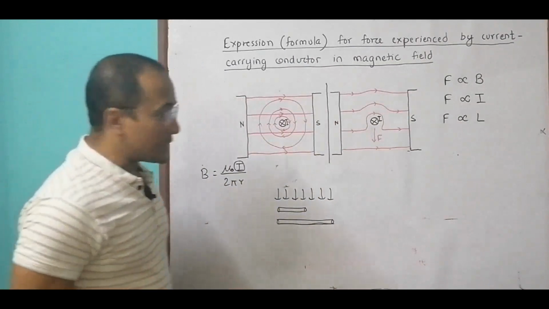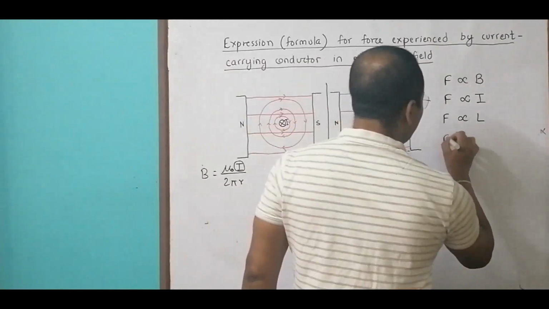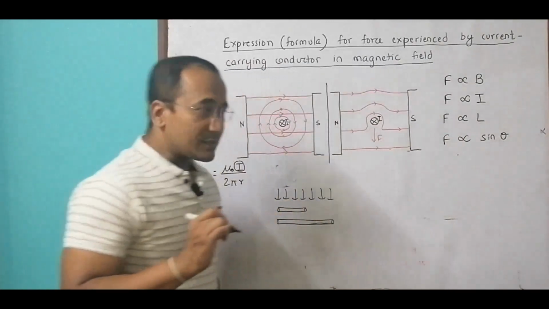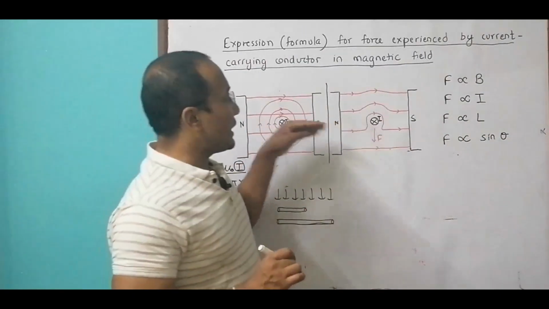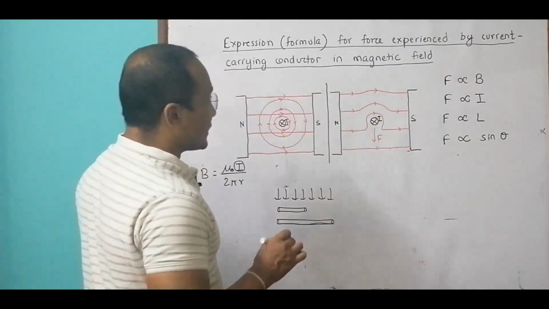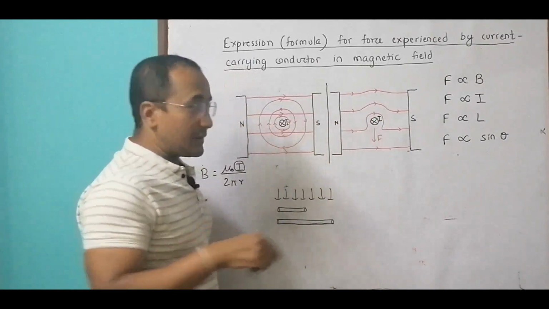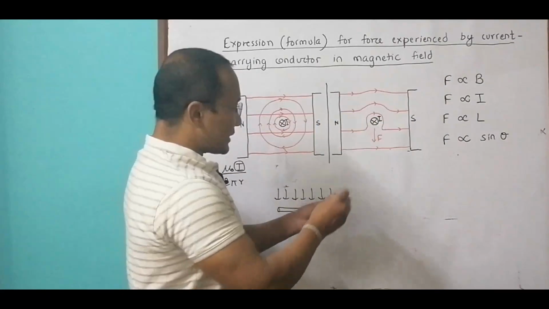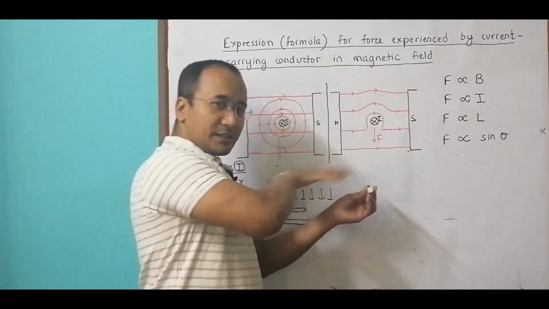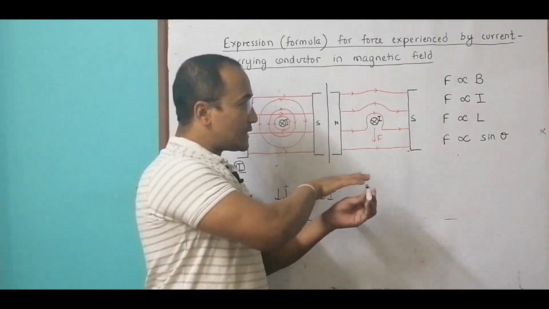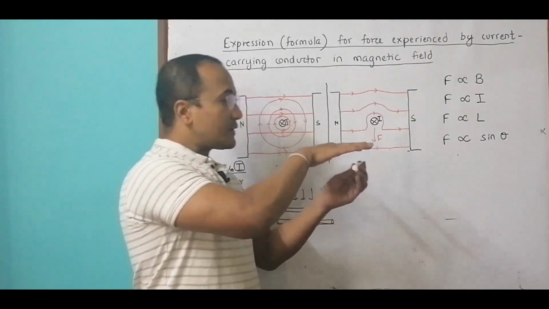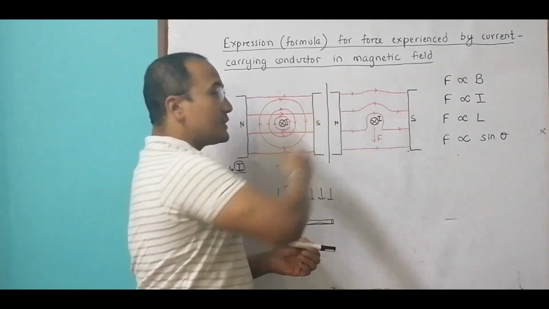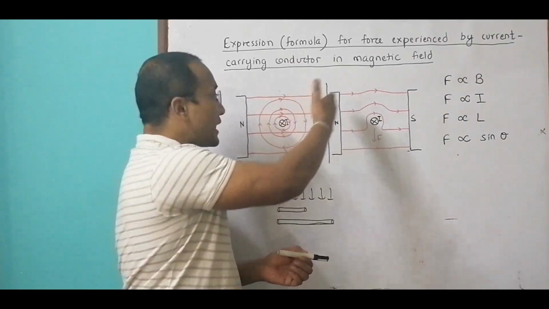Now the next dependency is that the force depends on the sine of the angle between the conductor and the magnetic field. At this time the conductor is like this, and the magnetic field is going like this. So that means it is at an angle of 90 degrees. But if the conductor is like this, can you create these sort of regions? Can you have these sort of interactions?